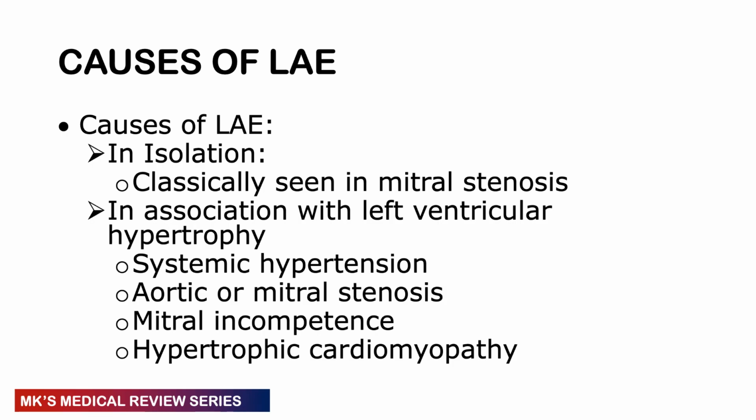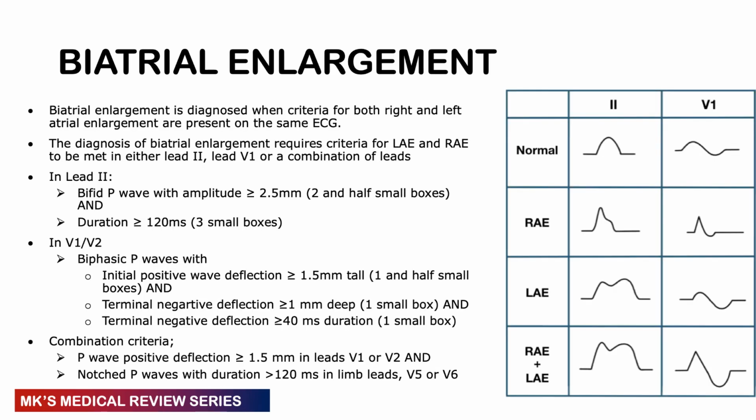What are some of the causes of left atrial enlargement? If it's happening in isolation, it may be due to mitral stenosis. If it's associated with left ventricular hypertrophy, which I will talk about in subsequent videos, it may be seen with systemic hypertension, aortic or mitral stenosis, mitral incompetence, and even hypertrophic cardiomyopathies.